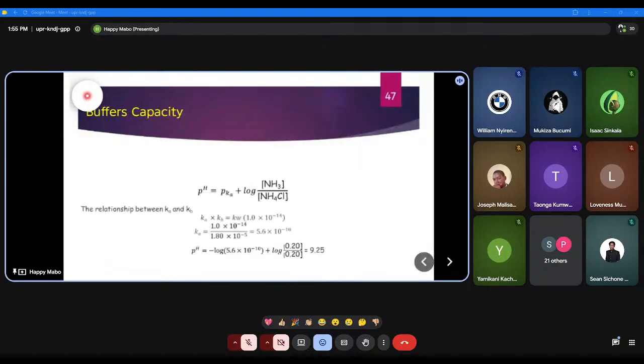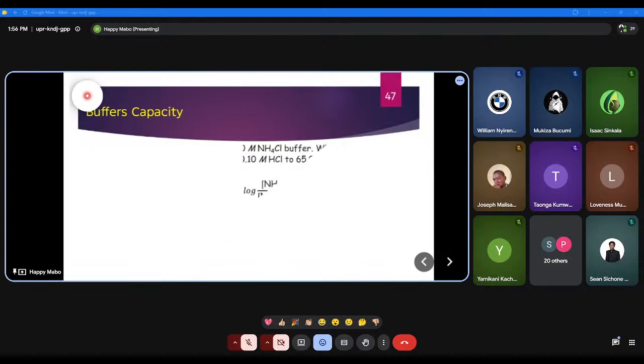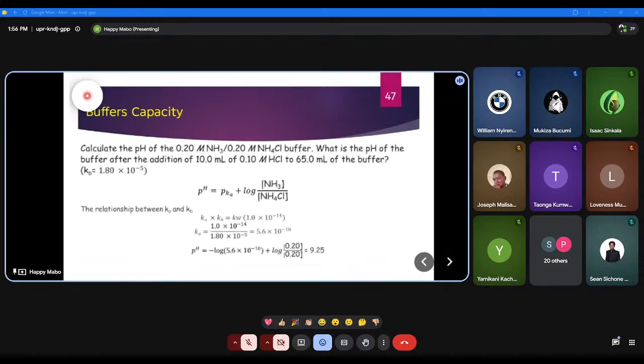Okay. So we find the value of Ka, then we put it in this particular equation. Then we find the pH as 9.25 for this particular question. Then one last example question.